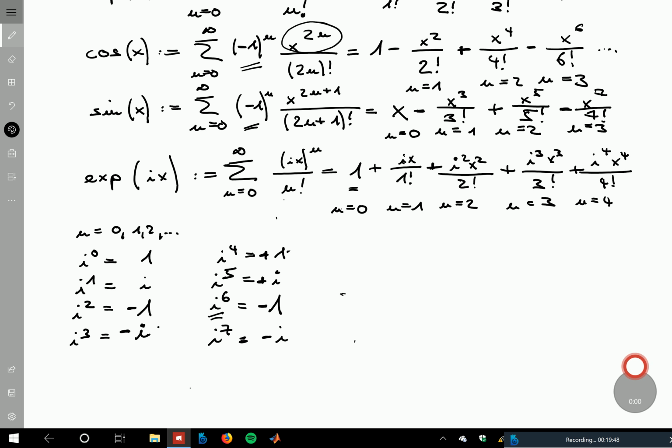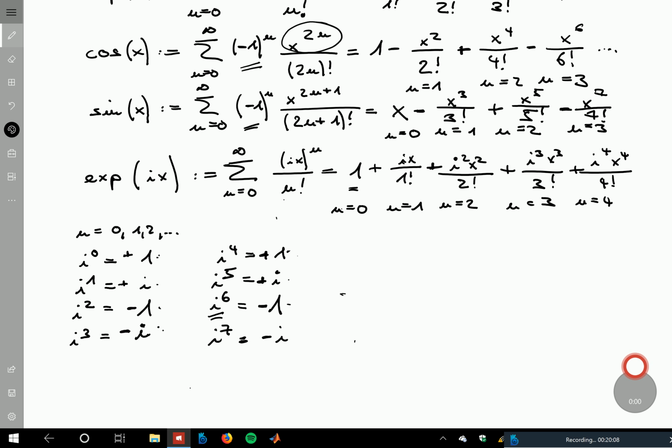So you have a pattern here which is not completely trivial, but it's not that complex either. So you have +1, +i, -1, -i, plus 1, plus i, -1, -i.